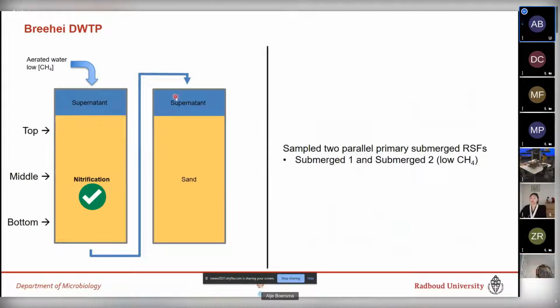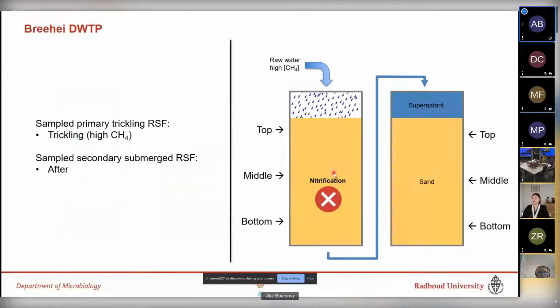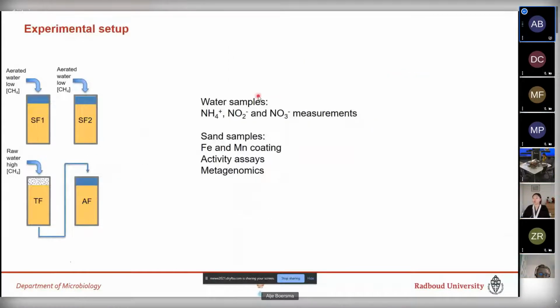So what we did, we sampled in two of the lines that contain two submerged rapid sand filters, the first rapid sand filter. So not the first and the second, but two times in two lines the first rapid sand filter. We sampled here the top, the middle, and the bottom. And for the line with the trickling filter, we sampled both the trickling filter and the subsequent submerged rapid sand filter. We took water samples, which we used for ammonium, nitrite, and nitrate measurements. And we took sand samples, for which we measured the iron and manganese coating. We performed activity assays, and we did metagenomics. For this presentation, I will focus on the ammonium measurements, the activity assays, and the metagenomics.